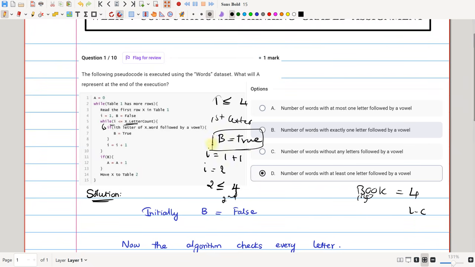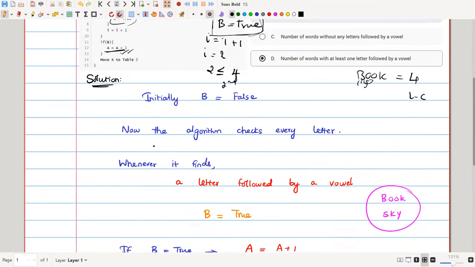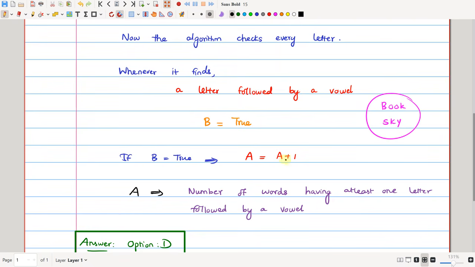Already the b is set to true, so this will not happen. Only if it is changed from false to true will the count increase. Here it is already true, so you can skip this one. So see here, at the end, a is equal to a plus 1 will count the number of words having at least one letter followed by a vowel. Okay, at least one letter.